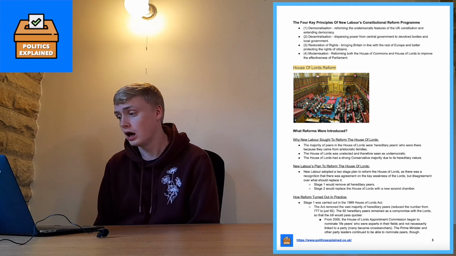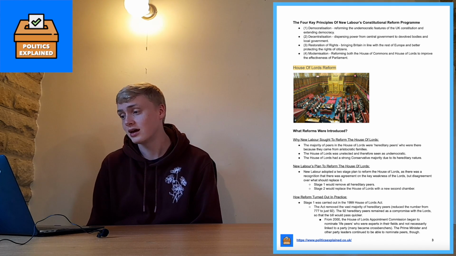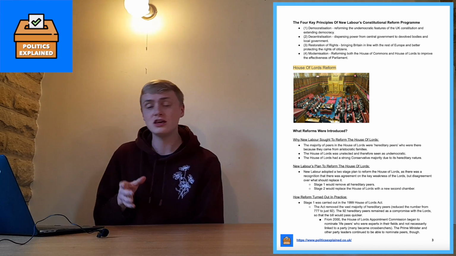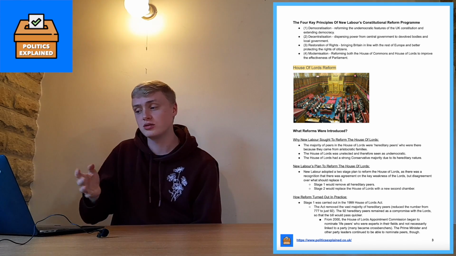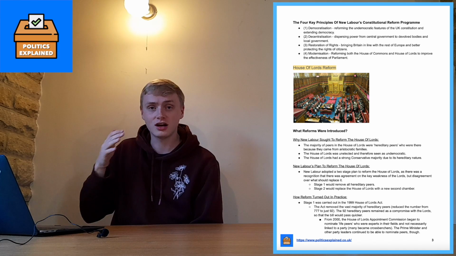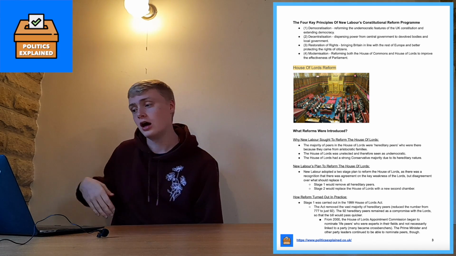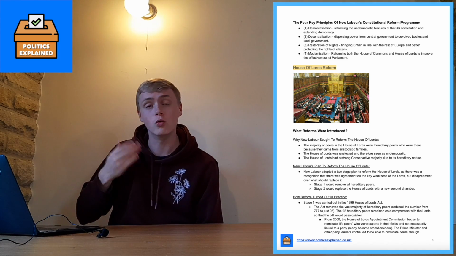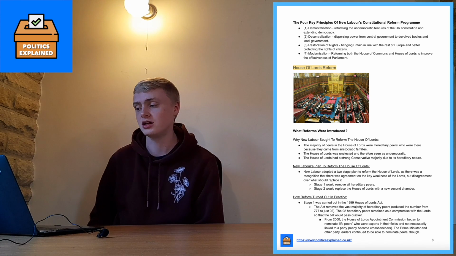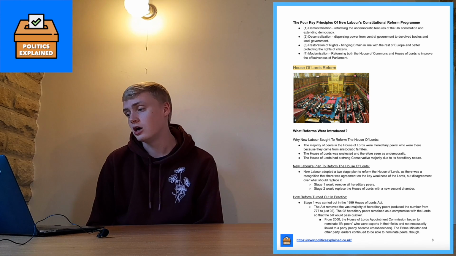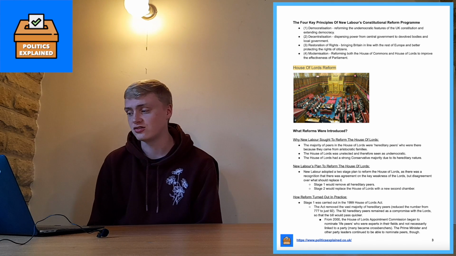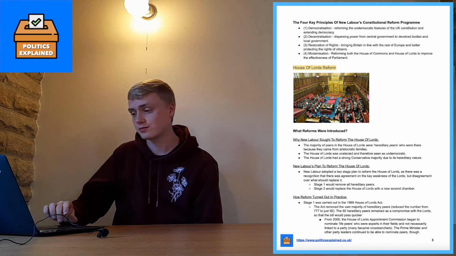So New Labour had a plan to reform the House of Lords, and it was a two-stage plan. They adopted a two-stage plan as it was recognised that there was agreement on the key weaknesses of the Lords, but disagreement over what should replace it. So they wanted to tackle the key weaknesses first, and that was in stage one, which would be removing all hereditary peers. There's a lot of agreement that should be done. Then stage two, however, would be to replace the House of Lords with a new second chamber. So they were going to take it in two stages.